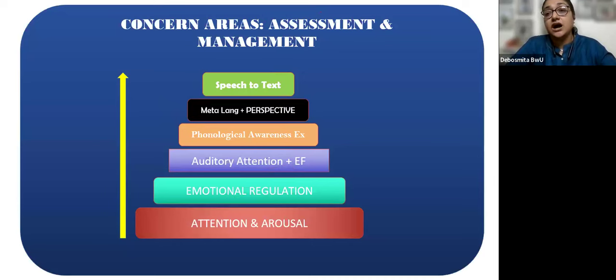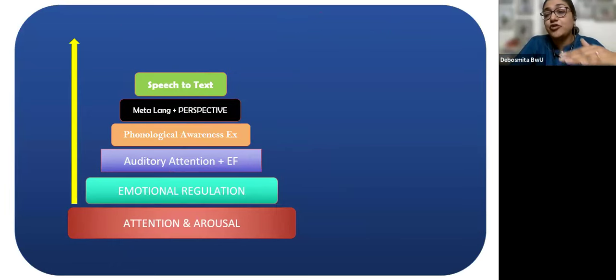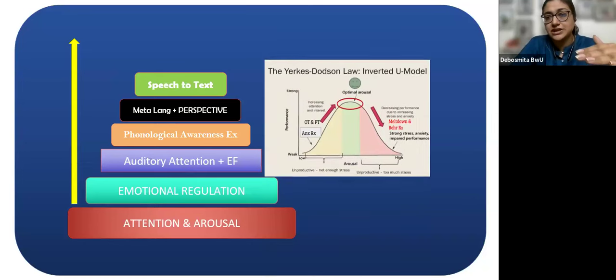We all have our informal and formal assessment structures to determine the language age of the child. However, in the bottom rung of the pyramid, I have very clearly put attention and arousal. Next slide, please. The reason being, from the description in the case history, just press the mouse again, it's an animation that will come up.